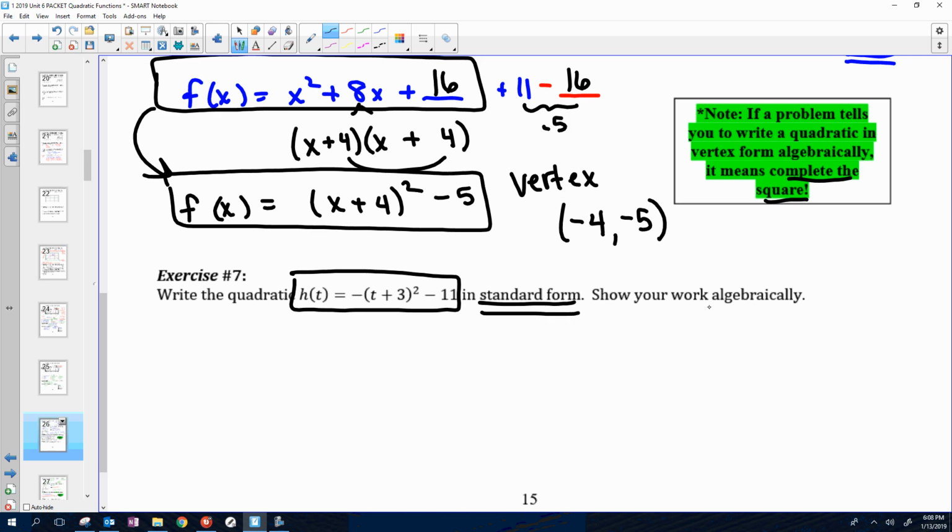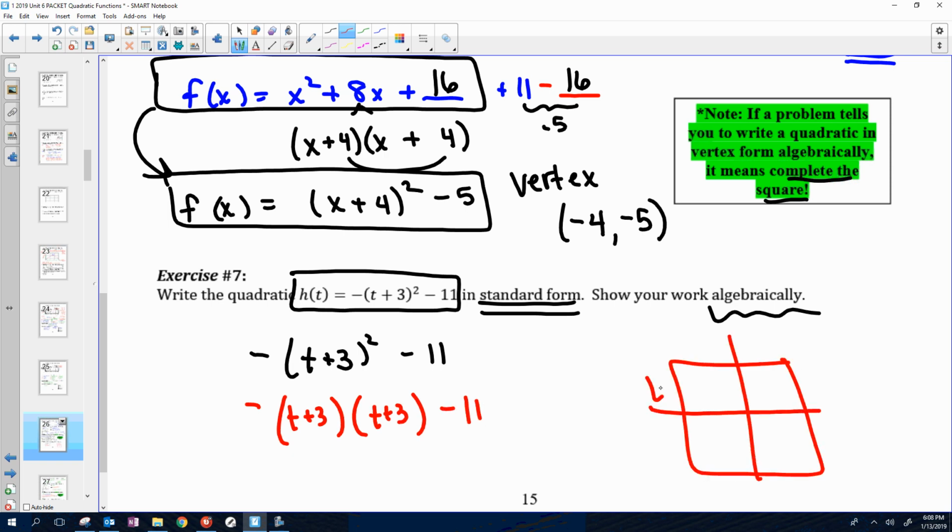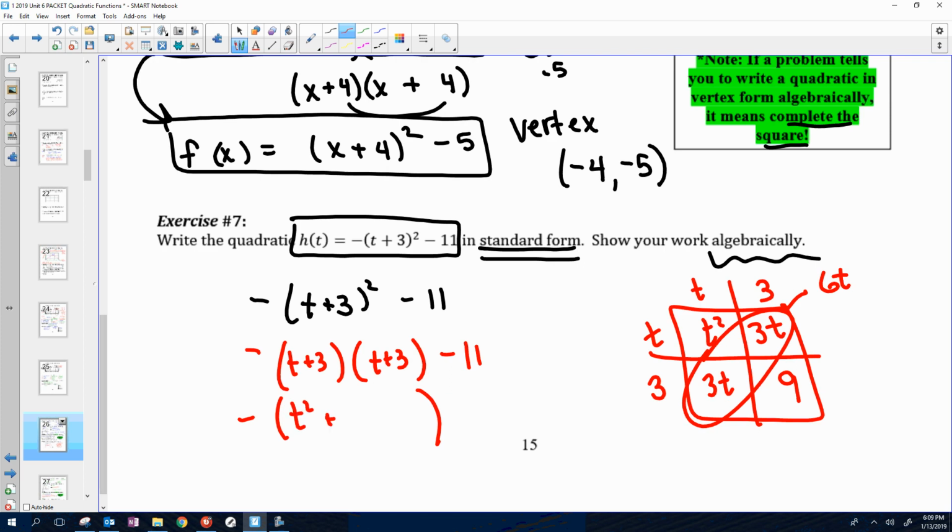Show your work algebraically. So I'm going to take this negative t plus 3 squared minus 11, and I am going to square this out. T plus 3 times t plus 3 minus 11. To me, that means go to the box method, but some of you might be able to do this in your head. T squared, 3t, 3t, and 9, 6t. So this is a negative in front of all of this. I need parentheses. T squared plus 6t plus 9 minus 11.